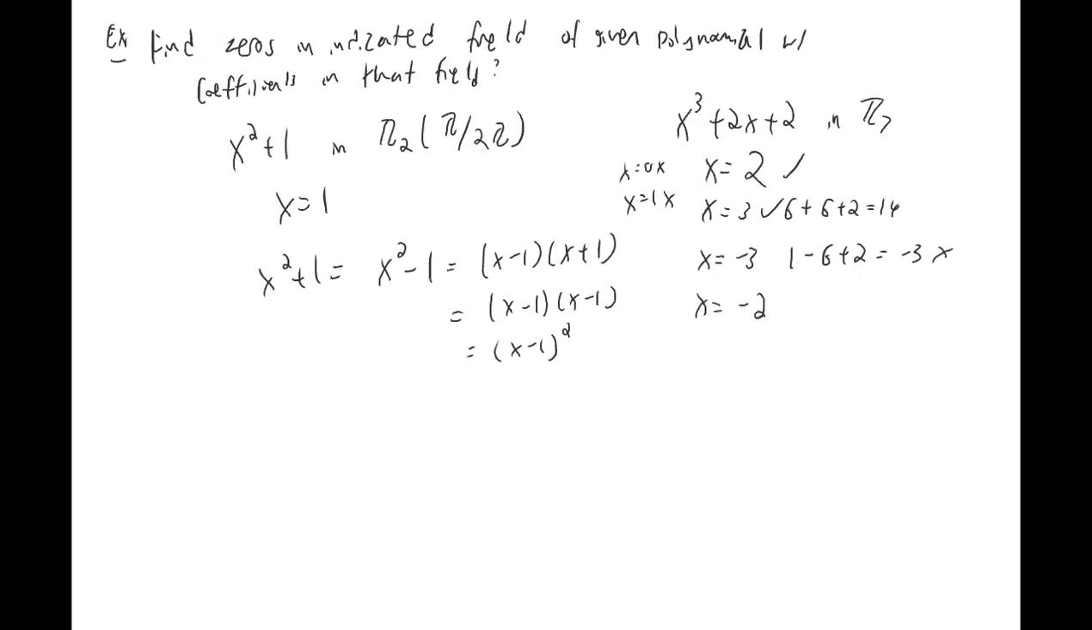And then you try -2, so -8 minus 4 plus 2. This is a bit easier. So -12 plus 2 is -10. So this is also no. And last one, -1, obviously doesn't work. Yeah, so these are your 2 zeros. Yeah, x equals 2, x equals 3. Everyone clear on this?